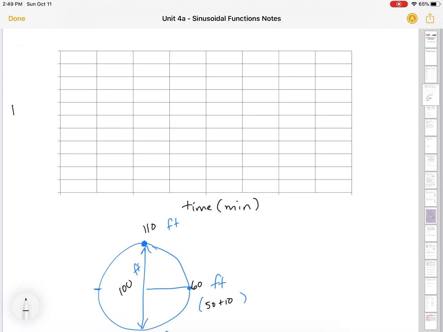So for height, and we'll keep the feet even though we're in Canada. We're going to put our time in. So 0, and then 2, and then 4, and then 6, and then 8. 0 to 4 is one rotation. So this would be 1, 3, 5, 7 minutes. Going up, we need to get to 100. So we go 20, 40, 60, 80, 100.